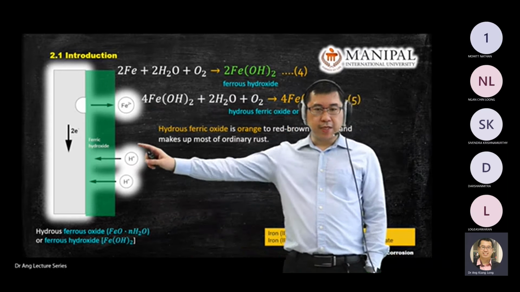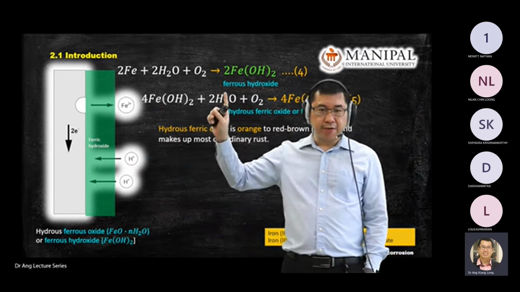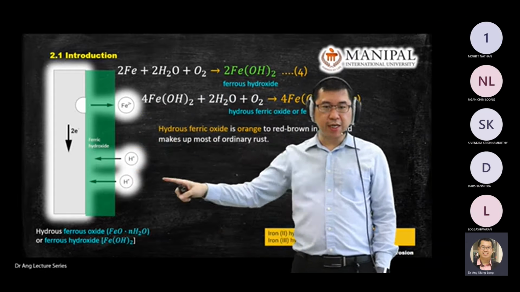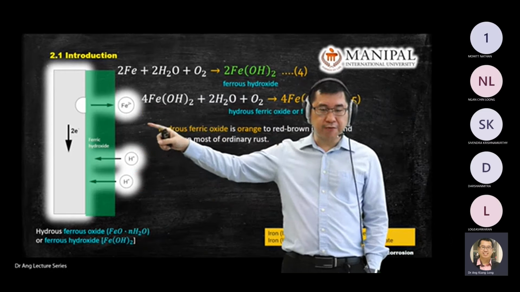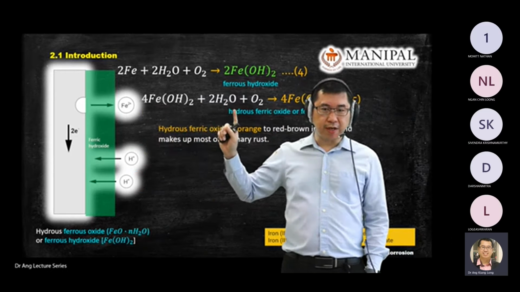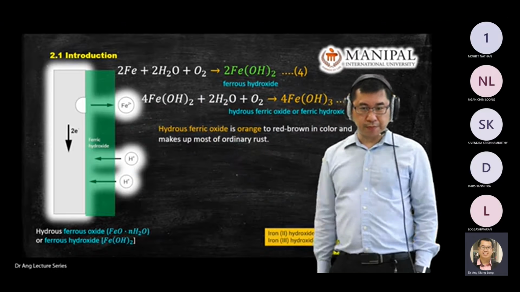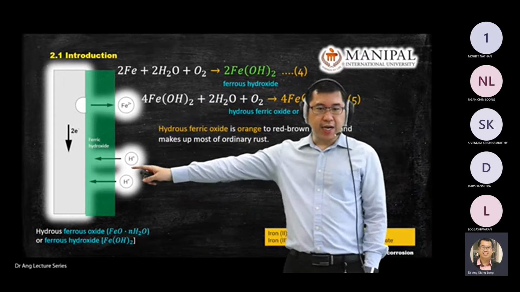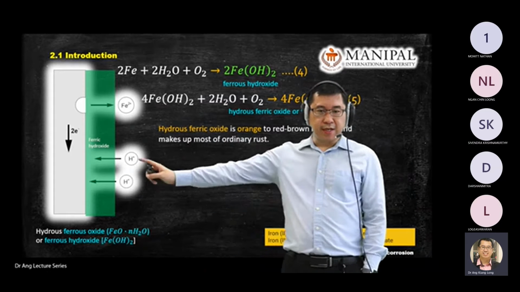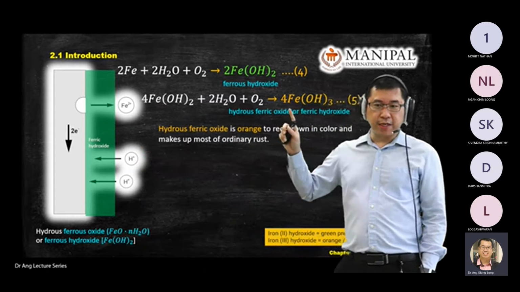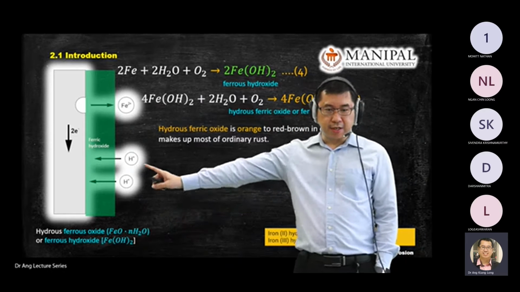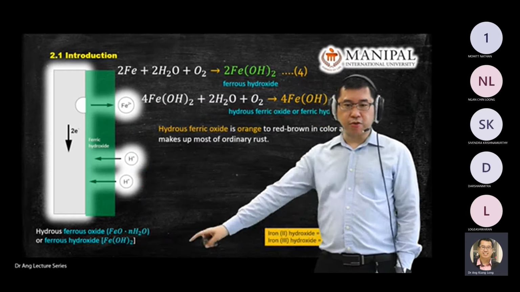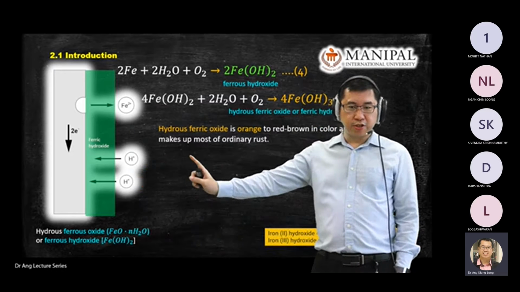Okay, so that means the green color ferrous hydroxide can change color to orange color when you process it further with water and oxygen. There's a wrong color I put on my slides. The ferric hydroxide should be orange color. This is just an illustration that the green color can change to orange.